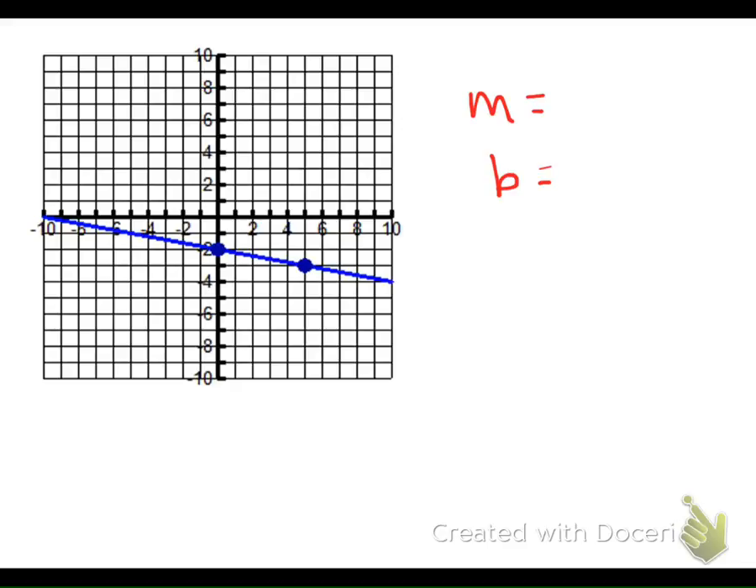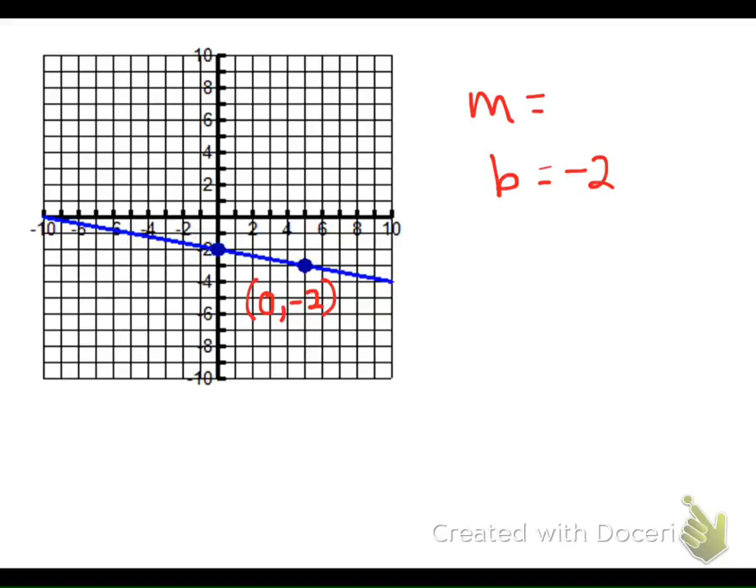Now, on a graph, the b value is your y-intercept. So I can see that right here on my graph. And again, it's the value. This point would be 0, -2. So my b value is -2. Now, I need to find my slope.